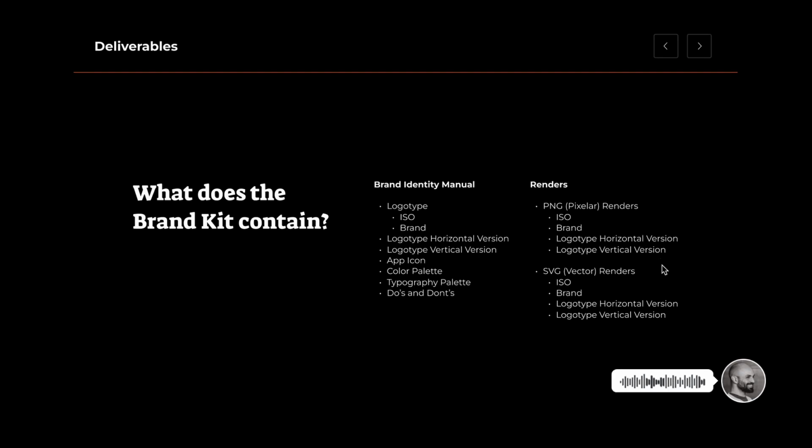And then we would have a folder of renders with pixelar renders, PNG renders for the ISO, the brand, the horizontal version, and the vertical version, and the same for vector renders, SVG, ISO brand, logotype horizontal, and logotype vertical version. So that is it.